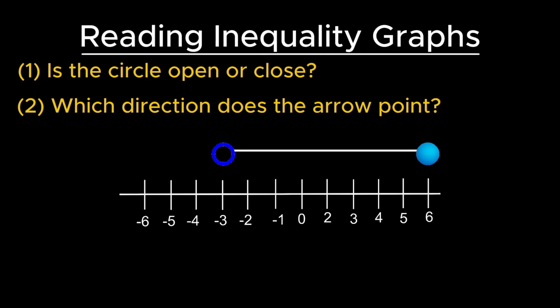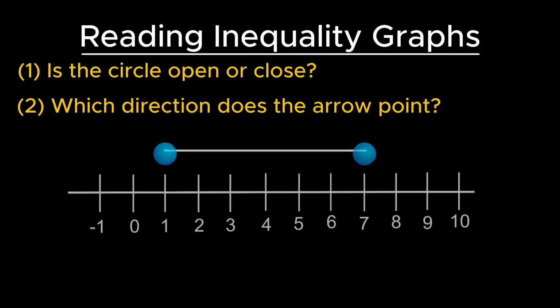The open circle at -3 means -3 is not included. And the closed circle at 6 means 6 is included. This straight line shows that every value between the two numbers is part of the solution. So the inequality is -3 < x ≤ 6.